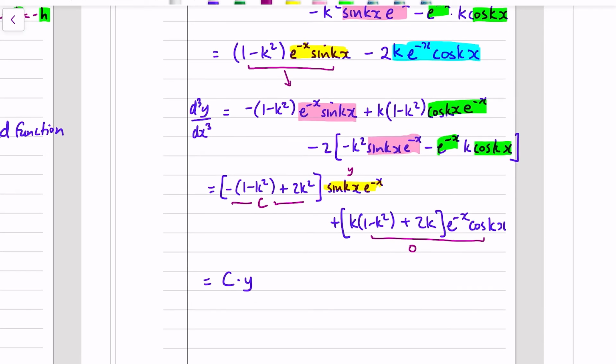And for that second term to be equal to 0 for all values of x, we actually need to consider the coefficient of it. The reason for considering the coefficient is e to the minus x is never 0. This cosine kx term is equal to 0 for some values of x, but we want it to be true for all values of x, so we set the coefficient equal to 0. Therefore, this term must equal 0.